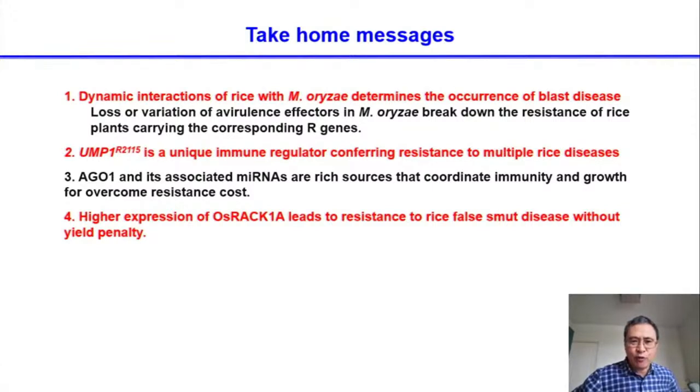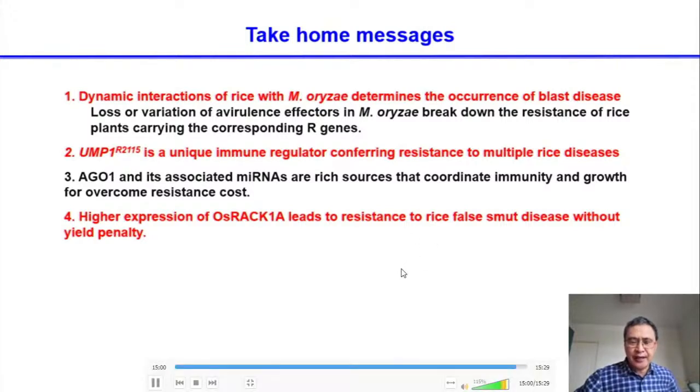Dynamic interaction of rice with a parasitic fungus determines the occurrence of the parasitic disease, and the loss of or variation in virulence factors in the pathogen breaks down the resistance of rice plants carrying the corresponding R genes. And we introduced one unique gene we call UNP1 to overcome the disease, and the other one also resources for overcoming rice blast, and the higher expression of RAC1 leads to resistance to rice blast.